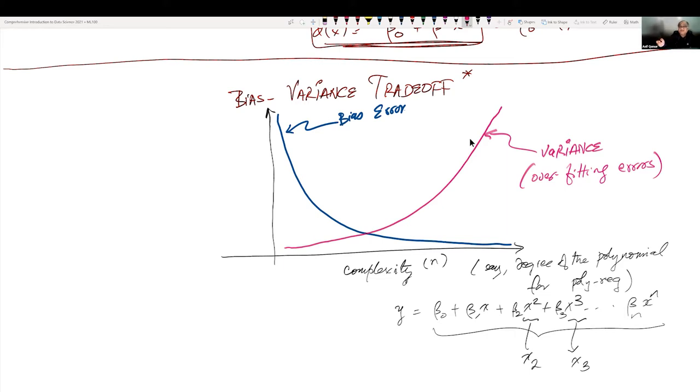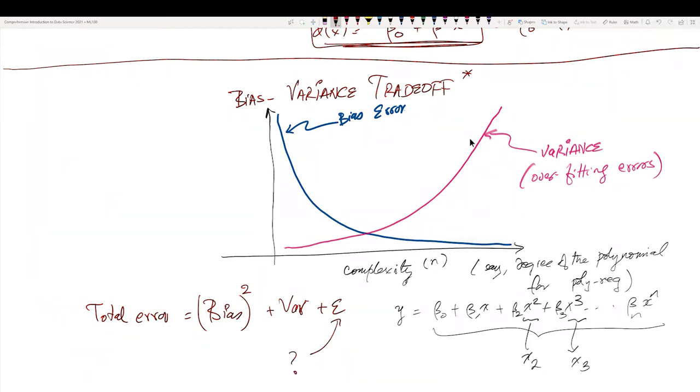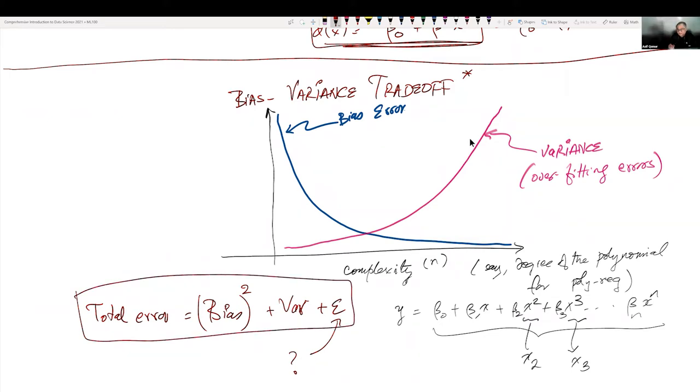Now, to recap, our total error is equal to bias error, well, bias squared, because variance is a quadratic term, so the unit of bias you have to square to put it in the same category, plus variance errors, plus this epsilon. What in the world is this epsilon? Do we recall that? It is the irreducible residual error. You just call it the irreducible error.